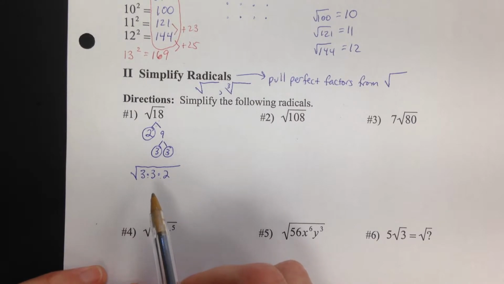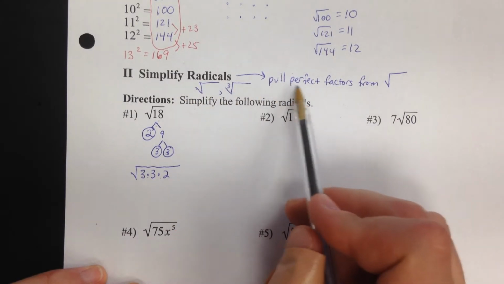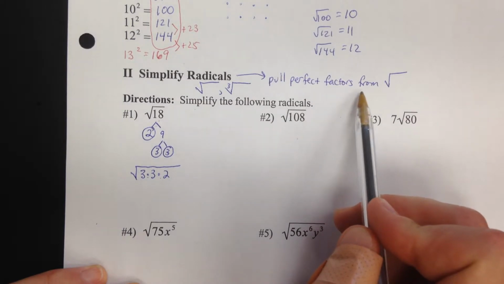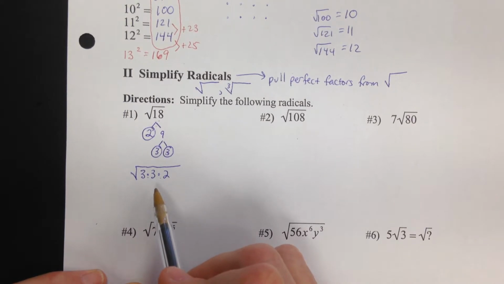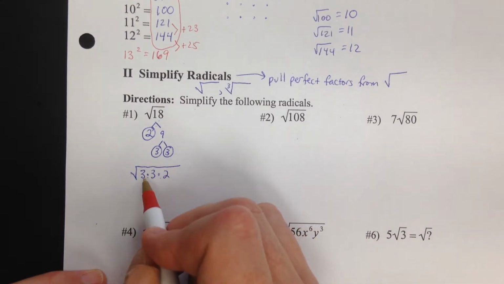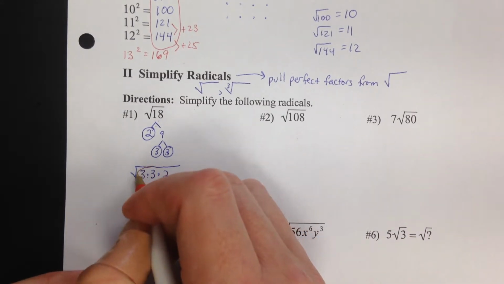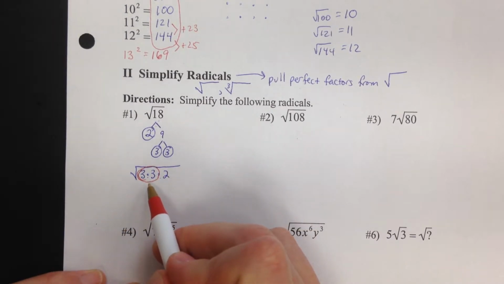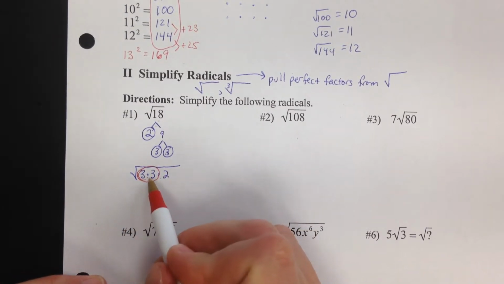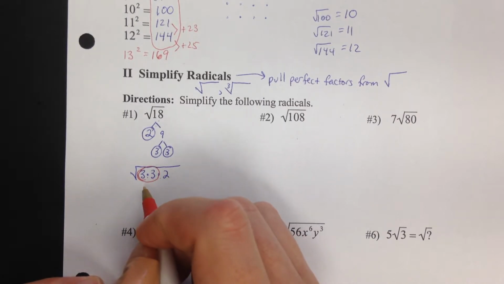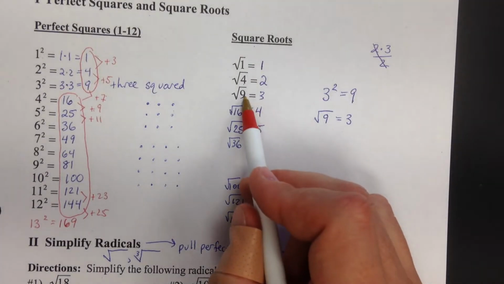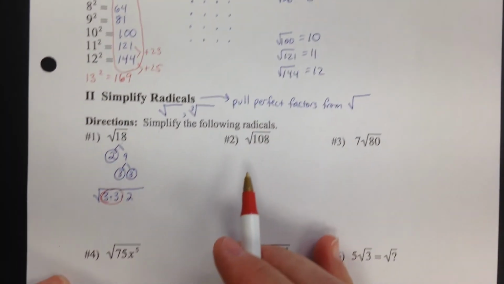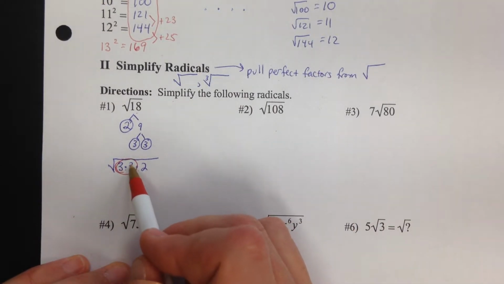Now what I'm looking for here, the definition of simplifying radicals, is to pull the perfect factors from there. In this case, a square root, a perfect square is a number times itself. 4 times 4, 5 times 5, 6 times 6. In this case, 3 times 3 is a perfect square. Now, 3 times 3 is 9. I'm not going to write that as 9. I'm going to keep it as this pair of numbers. But if you think about it, the square root of 9 is 3.